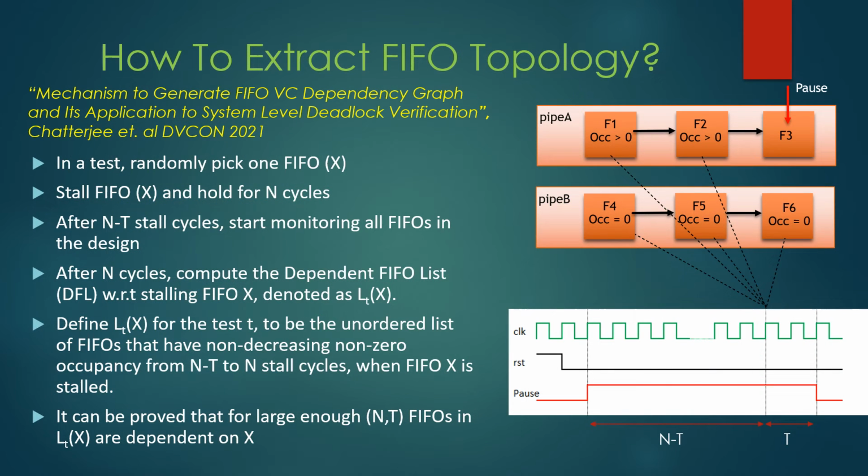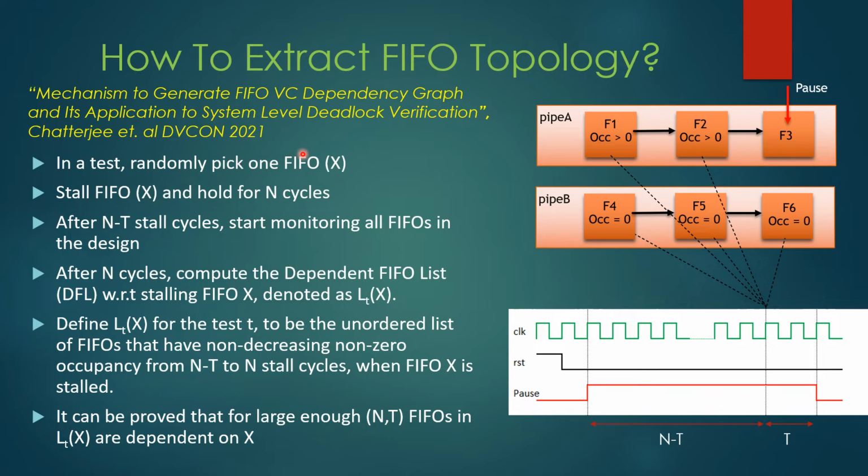Let me now try to address the question of how we extract the FIFO dependency topology. It is worth mentioning here that because of the existence of virtual channels, it's not possible to extract this dependency topology from the netlist. And the reason is there could be two FIFOs sitting right next to each other and connected over the same physical interface, but one of the virtual channels might be blocked and the other one is not. So we cannot extract this using the netlist type data structure.